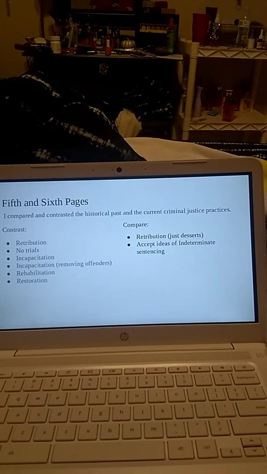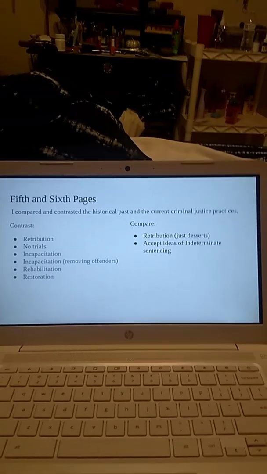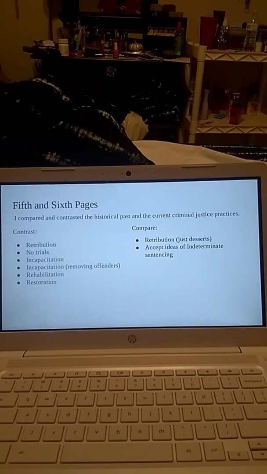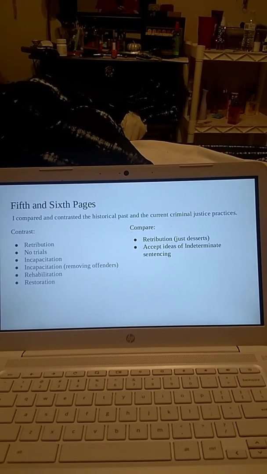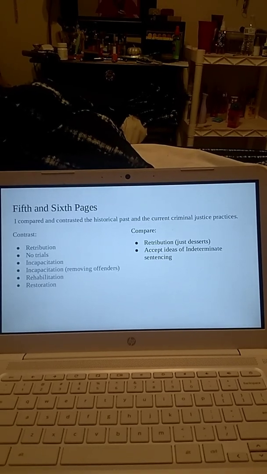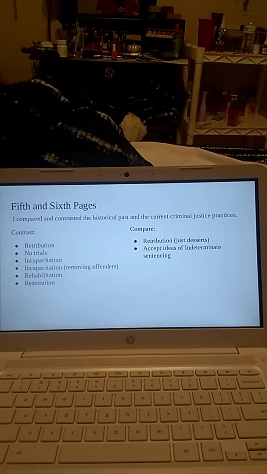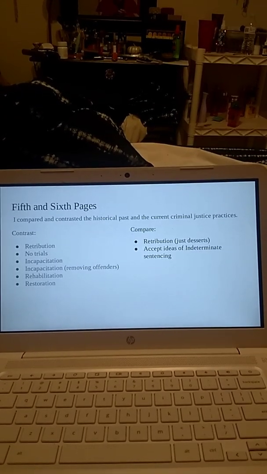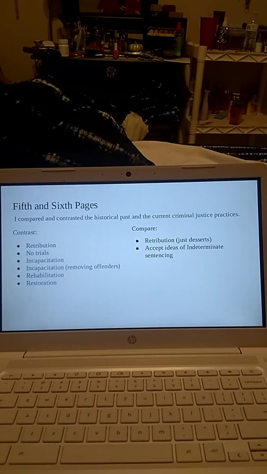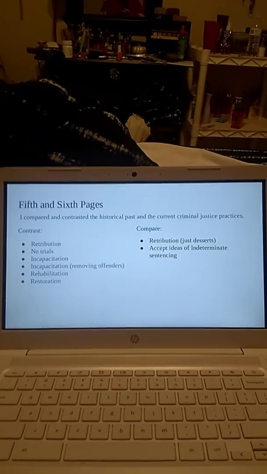Another way they contrasted was rehabilitation and restoration, which back then in the historical past were not thought of, and were not available to criminals. Some ways that they compared the historical past and the current criminal justice practices were retribution. Again, we still have the idea of retribution, but we have it in a different way of just deserts. And another way that they also compare is the acceptance of ideas. They both accepted ideas of indeterminate sentencing.